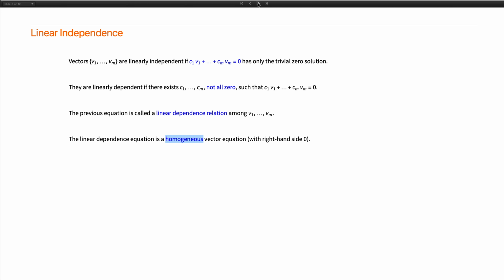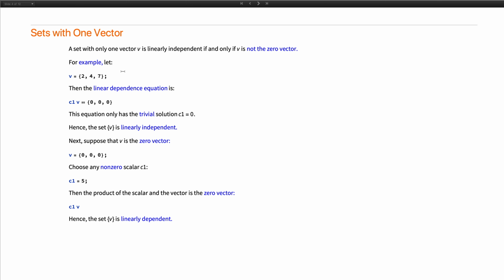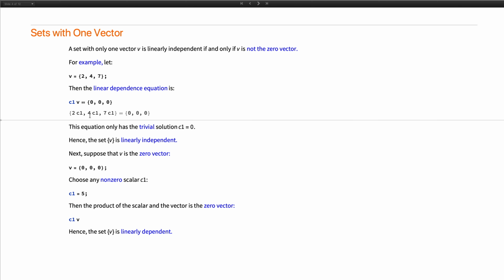Okay, so now some simple examples. Let's say you have a set with just one vector. Then it is linearly independent if that vector is not the 0 vector. For example, here's the vector 2, 4, 7. If you try to figure out the linear dependence relation, it says that c1 times v is 0, 0, 0. But of course, that just means that you only have c1 equal to 0 as a solution. So it only has the trivial solution c1 equals 0, and therefore the set is linearly independent.